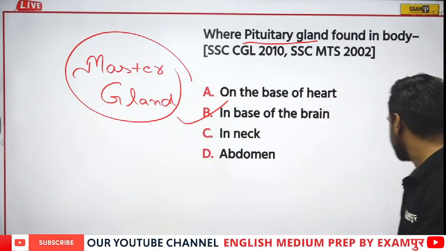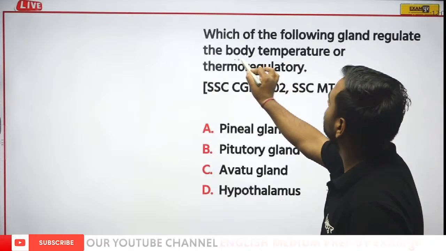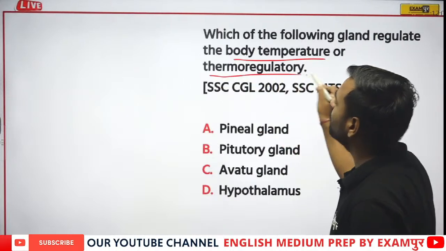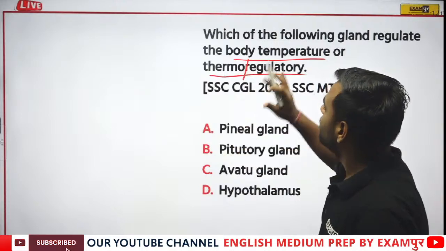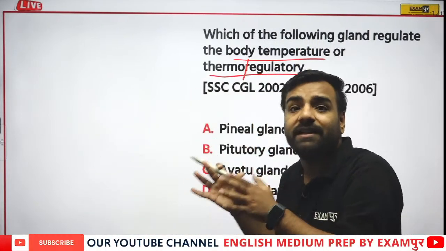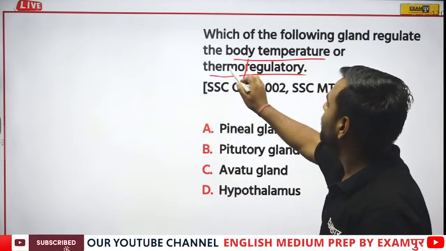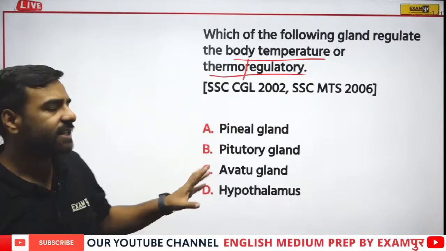Waiting for the next question. Now here's the next question. Which of the following glands regulates the body temperature, that is, is thermoregulatory? See, from the name itself it is clear. I'm talking about thermo, that means temperature. So the gland which is regulating the thermal, that is the temperature of your body, is known as thermoregulatory. Now you have to give the answer, which one is going to be the correct answer.